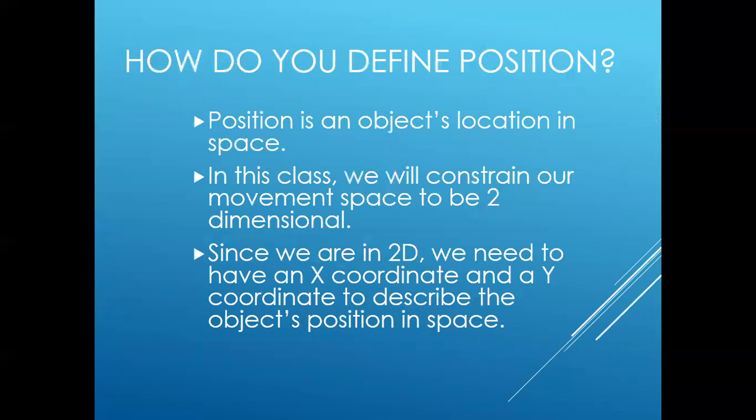So let's start with defining position. Position is simply an object's location in space. So in this class, we're going to, again, keep things sort of simple here, and we're going to constrain our movement space to be two-dimensional. So since we're in 2D, we need to have an x coordinate and a y coordinate to describe the object's position in space.